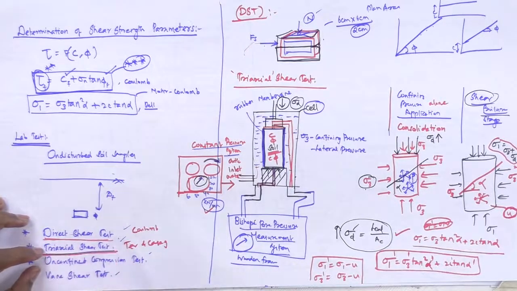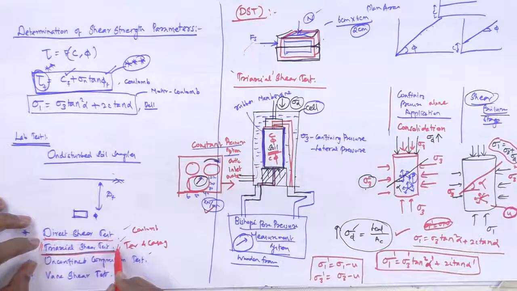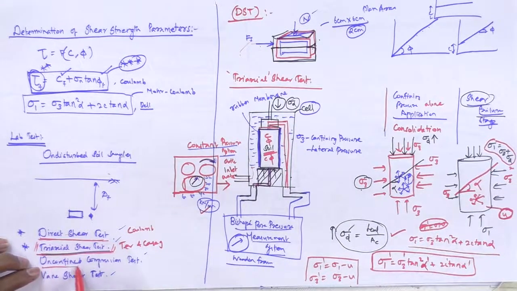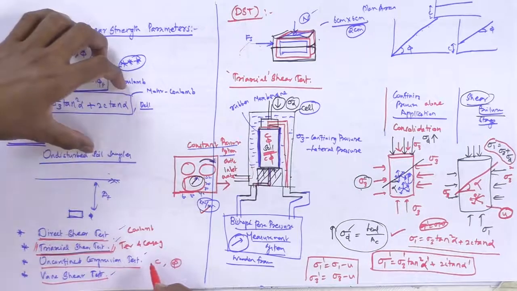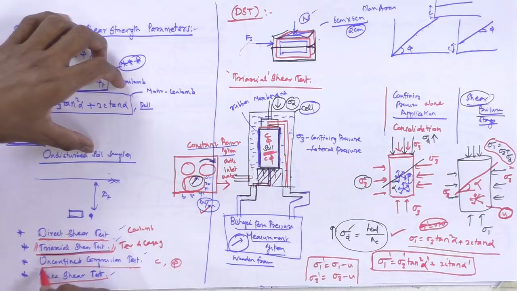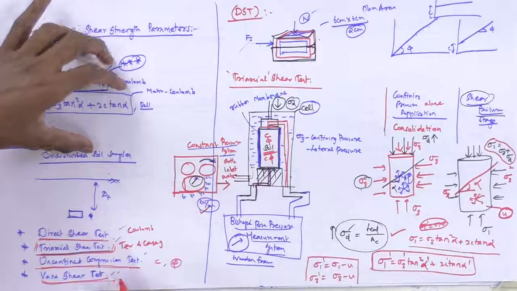In the triaxial shear test, you get values under different drainage conditions. This is more or less advanced, and reliable values can be given. In the unconfined compression test you get only the C value, sometimes the phi value is also possible. The vane shear test is applicable only for soft sensitive clay which cannot be sampled for the unconfined test; for that you can go for field vane shear tests. Thank you.